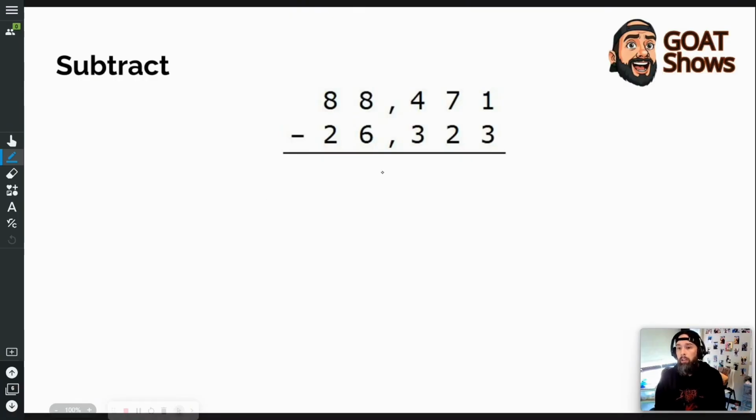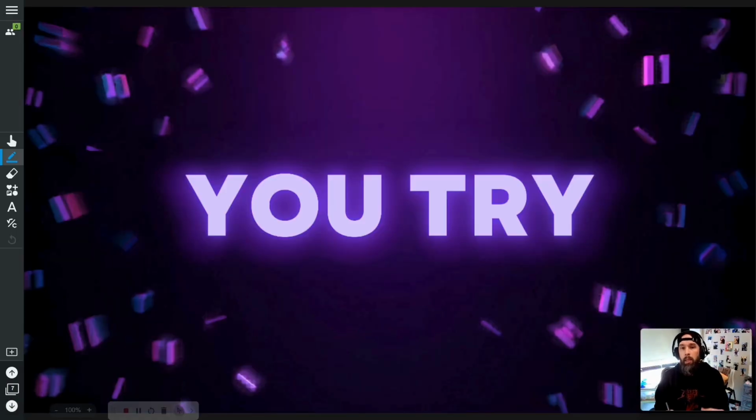All right, go all the way to the right. 1 minus 3, can't do it. Borrow 1 from 7 and turn 7 into 6. 11 minus 3 is 8. 6 minus 2 is 4. 4 minus 3 is 1. 8 minus 6 is 2. And 8 minus 2 is 6. Here's your comma. 88,471 minus 26,323 is 62,148. Now, I did a bunch.